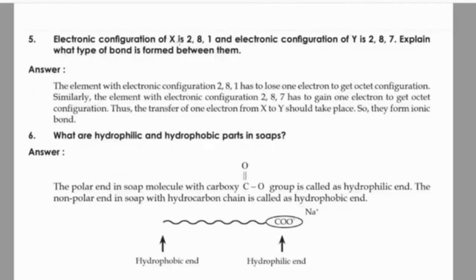Electronic configuration of X is 2,8,1 and electronic configuration of Y is 2,8,7. Explain what type of bond is formed between them. The element with electronic configuration 2,8,1 has to lose one electron to get octet configuration. Similarly, the element with electronic configuration 2,8,7 has to gain one electron to get octet configuration. Thus, the transfer of one electron from X to Y takes place, so they form an ionic bond.